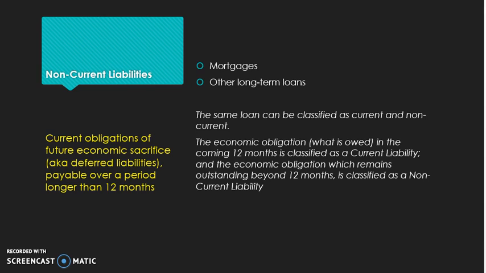So the first year, my current liabilities would be $24,000 and my non-current liabilities would be $176,000. The following year, my current liabilities would still reflect $24,000. That's what I owe that year. But my non-current liabilities would be reduced by a further $24,000. So I would owe $152,000. So you see, that's how it's the same loan, but it is separated in the balance sheet.